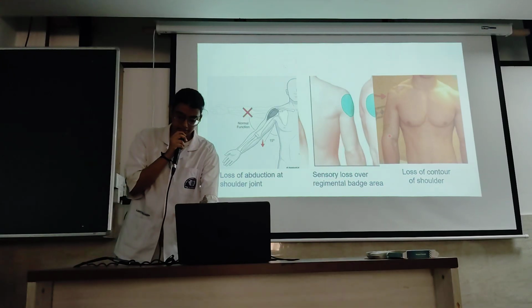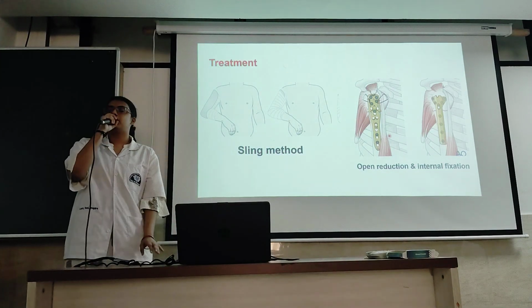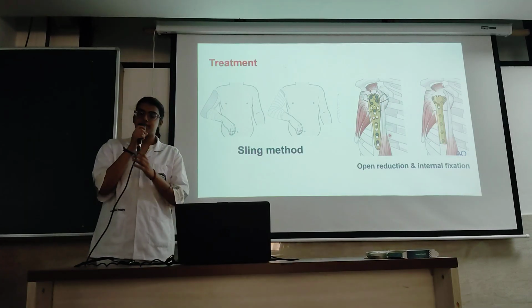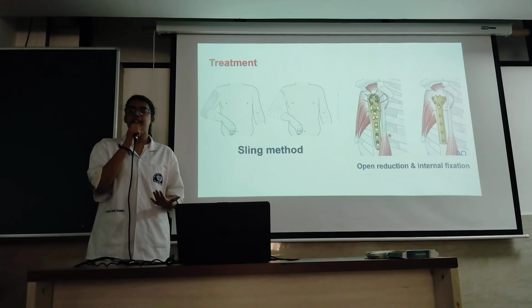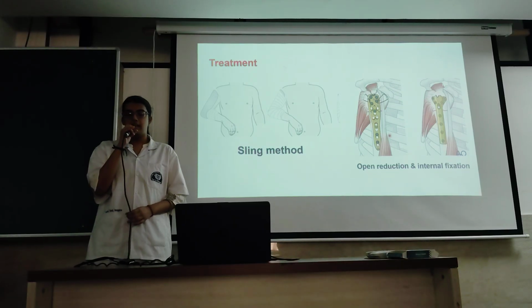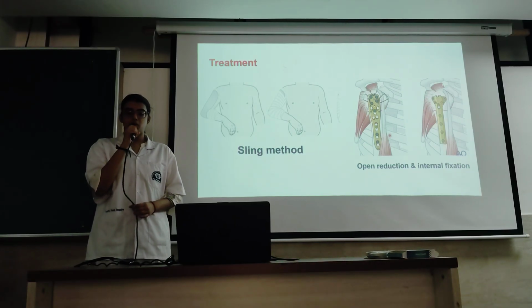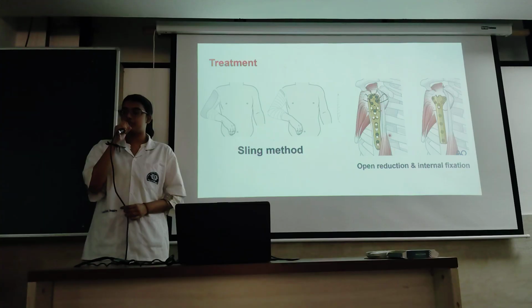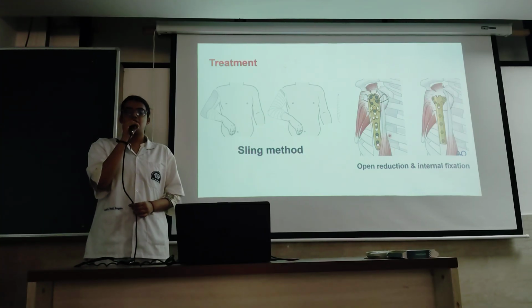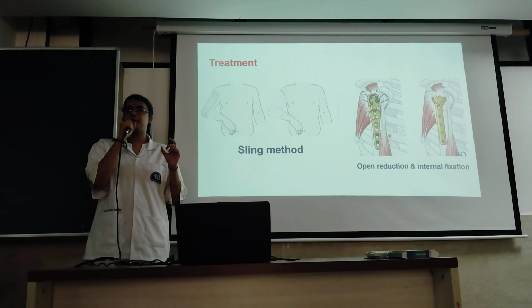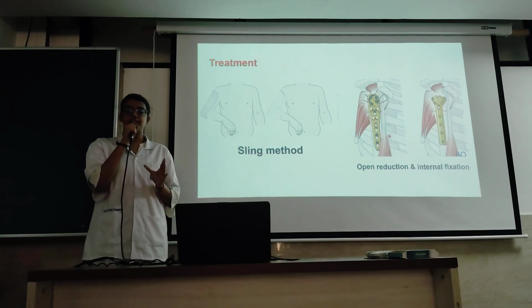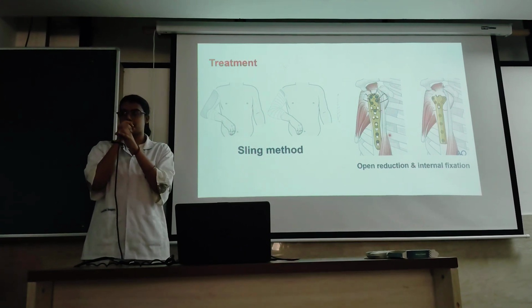So how do we treat the patient? There are two methods. First, if the injury is not so severe, then we move forward with the conservative method, which is the sling method. It involves immobilizing the shoulder. And the next one is the open reduction internal fixation method, which is only done when the injury is severe, which is if the bone is damaged and there are multiple fragments of the bone or displacement of the bone from its anatomical position.